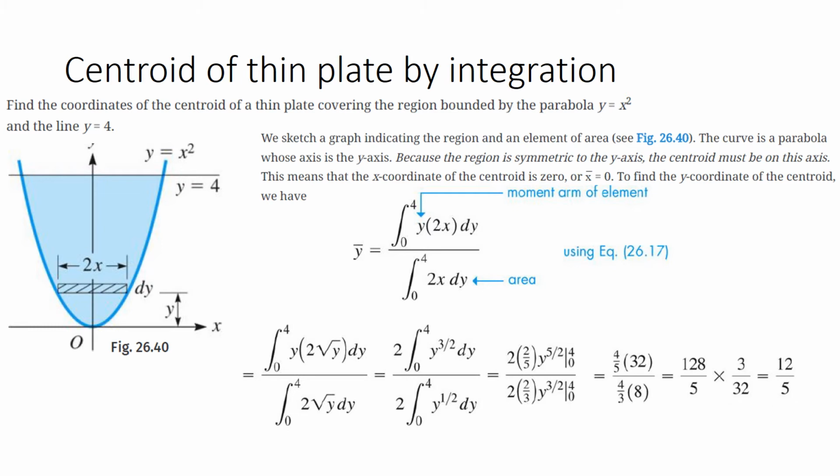So if I go ahead and measure 2 2/5 and I put a hole right there in the center of it, it'll balance perfectly well. So that's an engineering application of finding the centroid of a thin plate using integration.